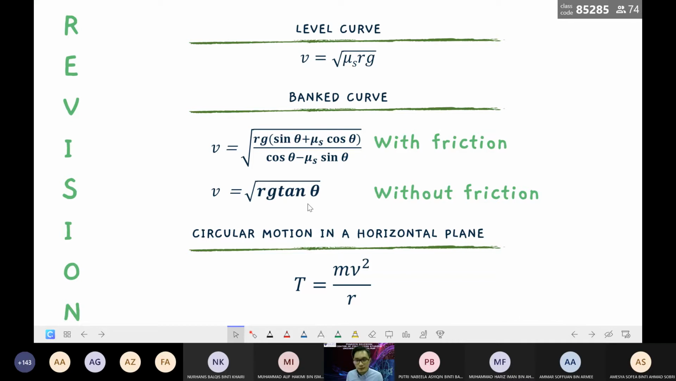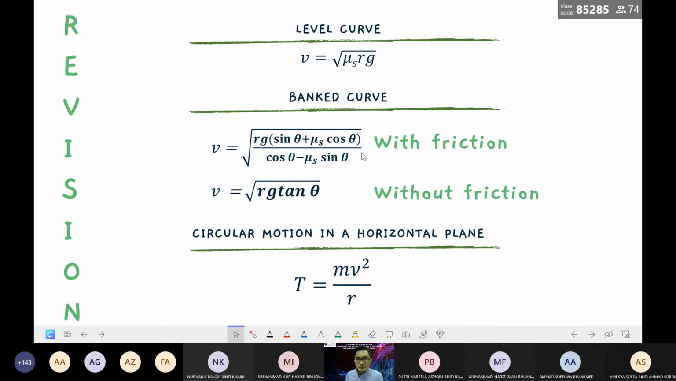Okay, for bank curve, what are the forces involved in providing the centripetal force? Anyone? Friction force. Friction force only? Net force. Yep, net force. Net force tu terdiri daripada dua. Apa dia? Frictional force lagi satu apa? Come from what? Normal. Yes, normal. Jadi normal tu yang kita akan pecahkan. We will resolve the normal into y and also into x component, and then itu yang akan provide our centripetal force.